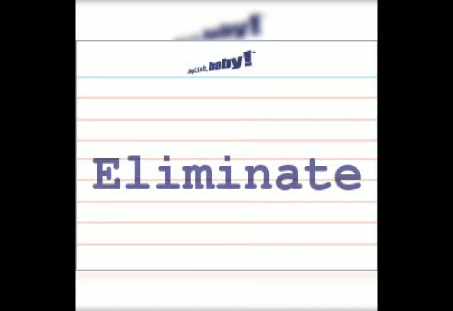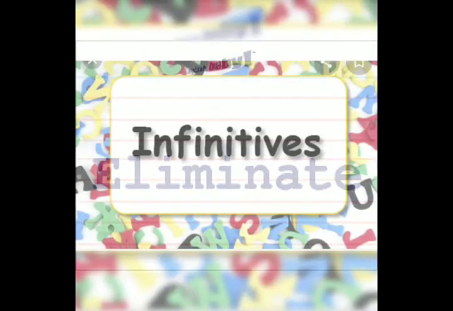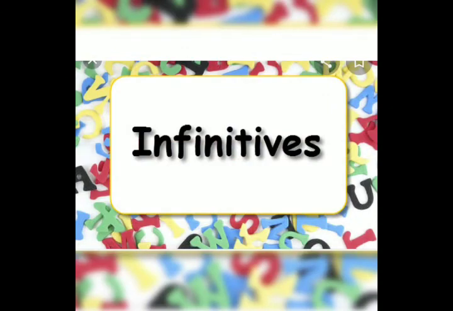Step 1. Eliminate the infinitive ending. The infinitive ending is basically the last two letters in the verb, which is AR. The last two letters tell us exactly what type of verb it is. Because like I said, in Spanish, there are only three types of verbs: AR, ER, and IR.